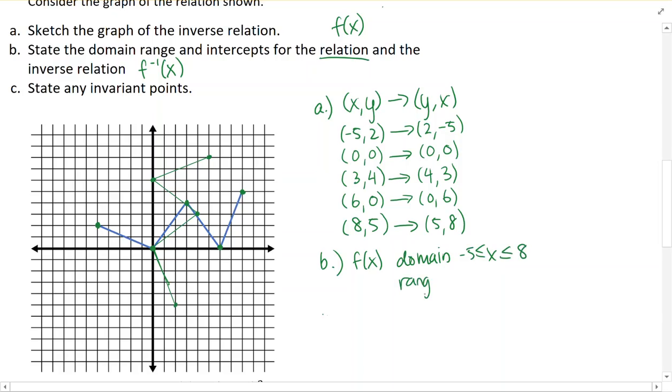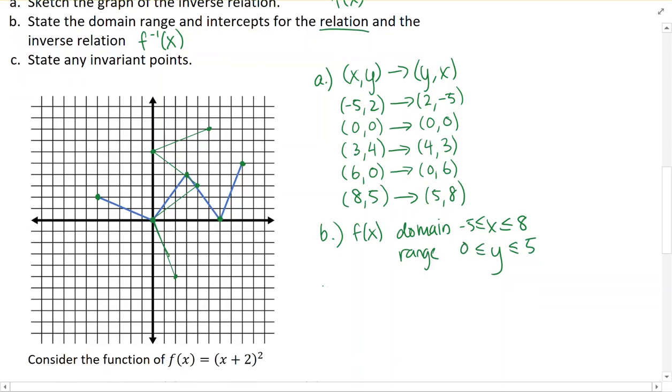And then the range, which are the possible y values, go as high as this value here, so it goes up to 5. And then the lowest y value is on the axis, so that's 0. Or sorry, that's 0, yes.